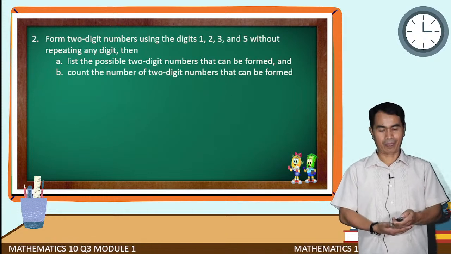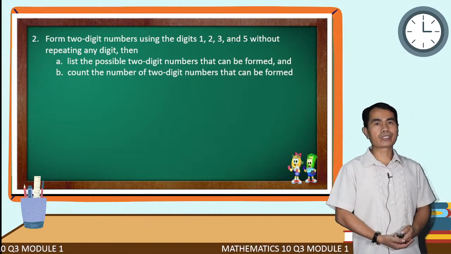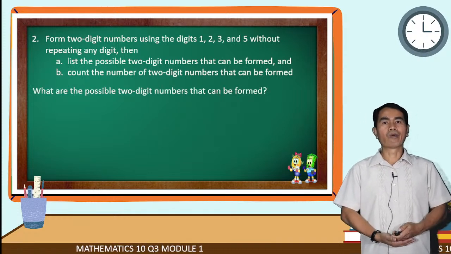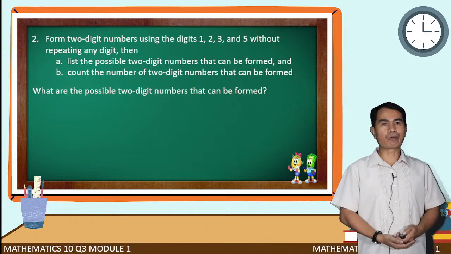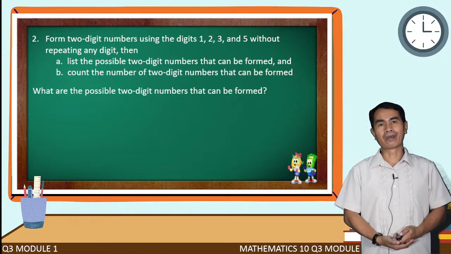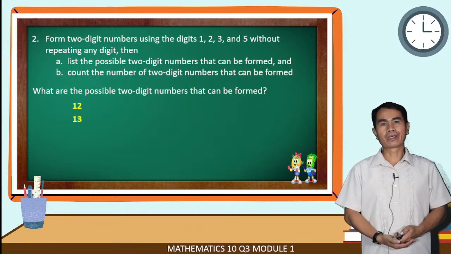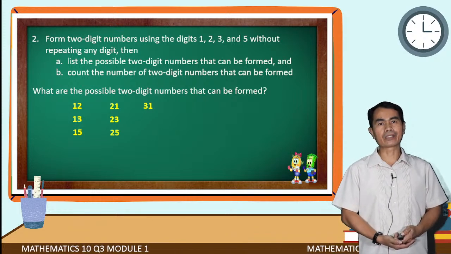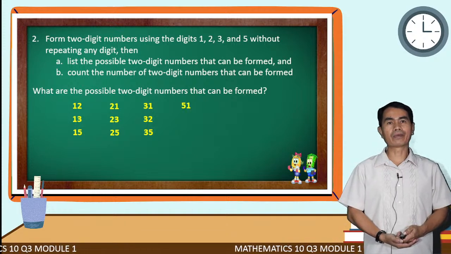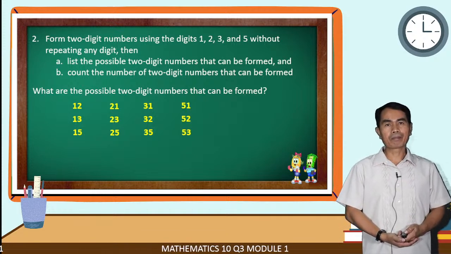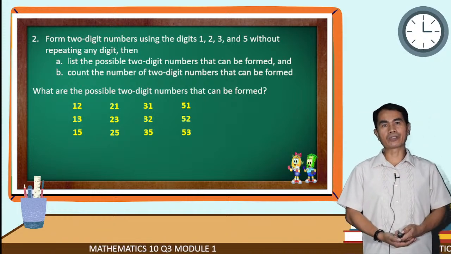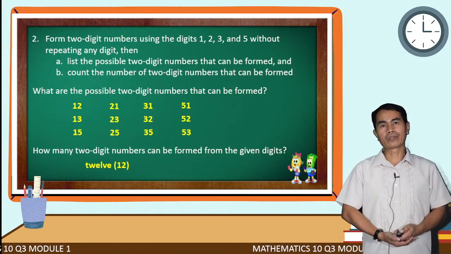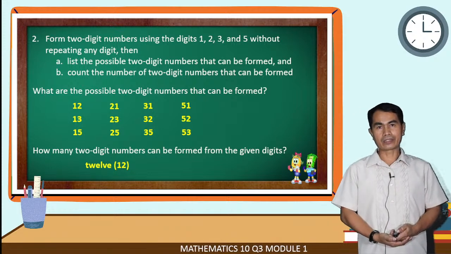Okay, from the two-digit numbers using the digits 1, 2, 3, 4, and 5 without repeating any digit, do the following. What are the possible two-digit numbers that can be formed? Okay, you have here 12, 13, 15, 21, 23, 25, 31, 32, 35, 51, 52, and 53. Okay, we have enumerated all the possible two-digit numbers. So how many of them? So actually there are 12 two-digit numbers that can be listed or enumerated.